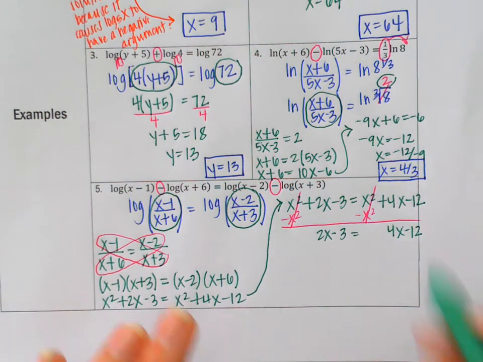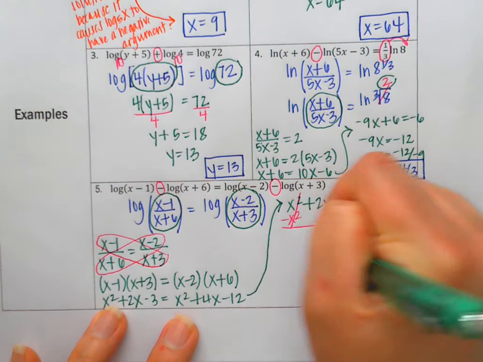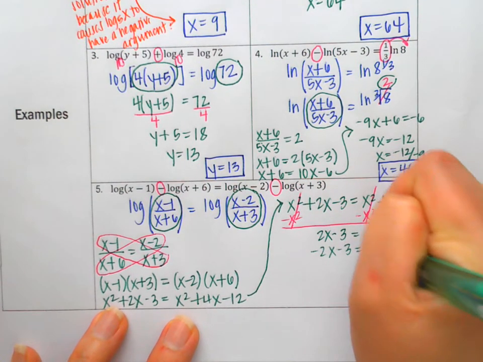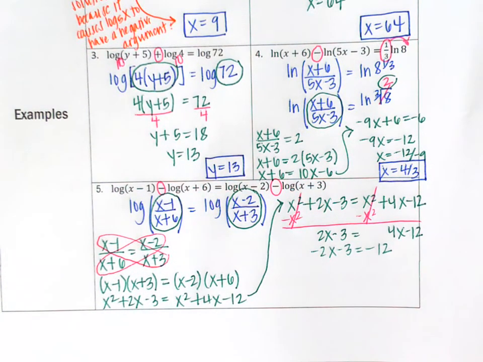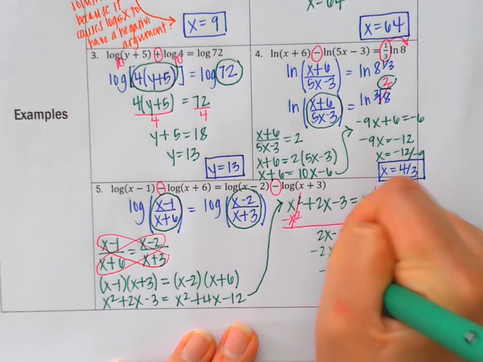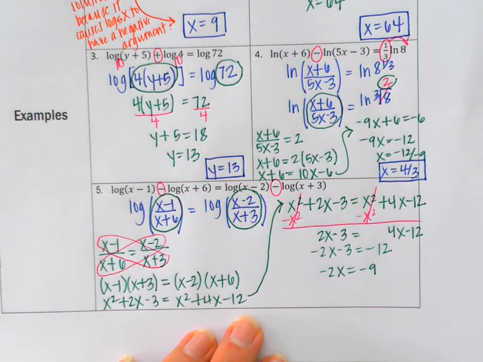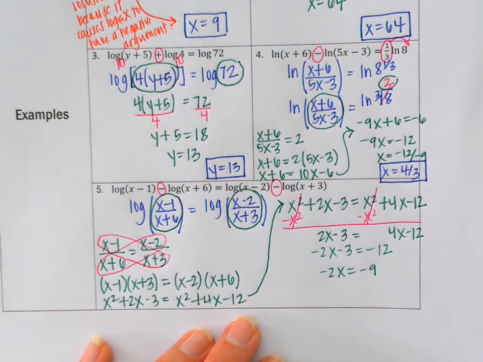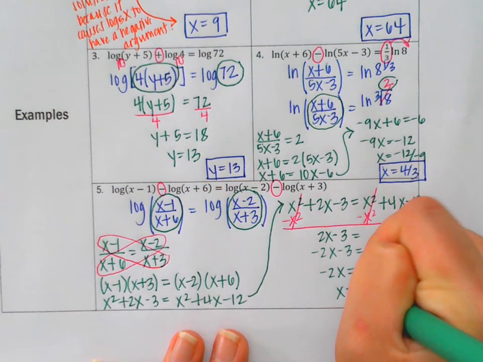Okay, so then I would subtract the 4x, and I would have negative 2x minus 3 equals negative 12. Add 3 to both sides. Negative 2x equals negative 9. Divide both sides by negative 2, and I get x equals 9 halves.